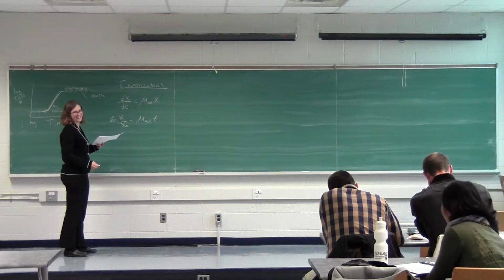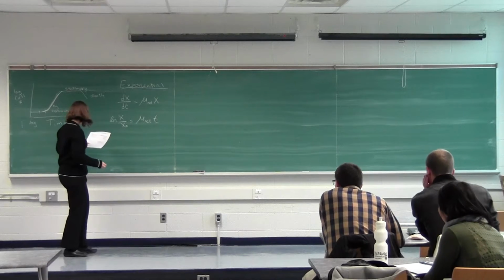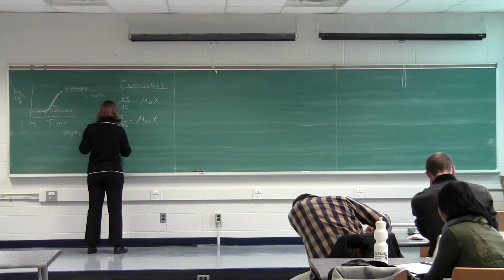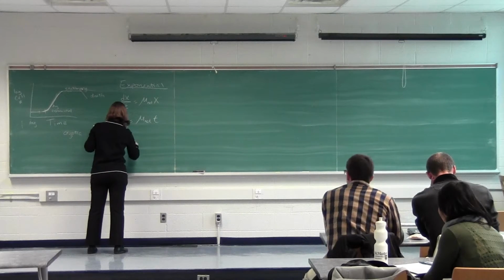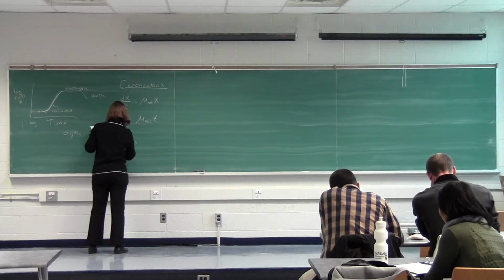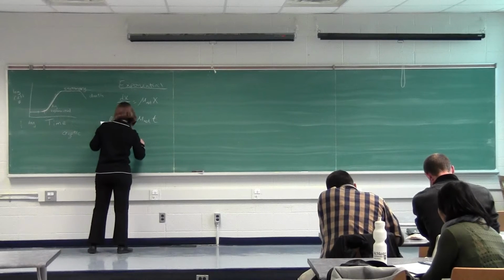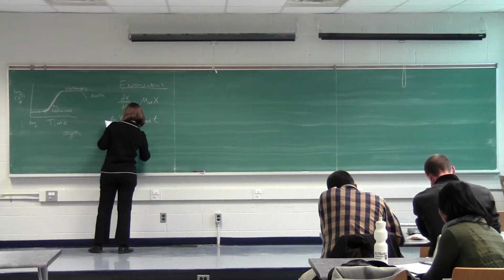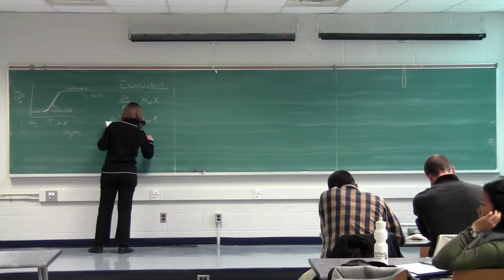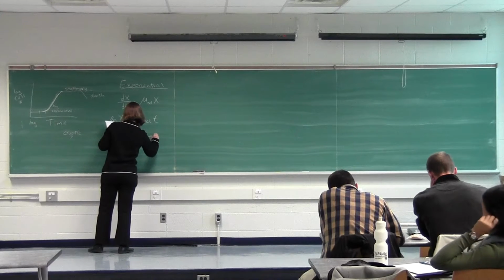It's not difficult integrations typically. Or you can predict how many cells you get at a given time. You say it's the amount that you seeded it with times mu net times time.